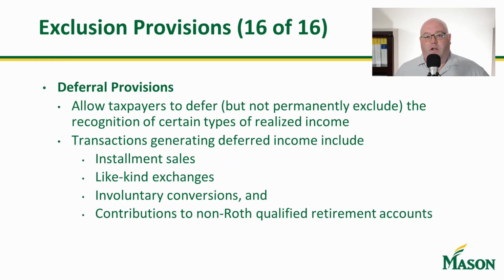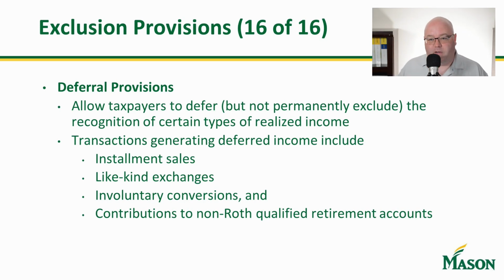All right. So another deferral provision allows taxpayers to defer but not permanently exclude the recognition of certain types of income, and there are going to be some examples. Installment sales. Obviously, you don't receive the cash up front, so as you receive the cash, you're going to get some gains on it. And then you have involuntary conversion. So, for example, I have my house, a hurricane blows it down, I have to rebuild the house. They're not going to tax me as a gain for the conversion and buying of the new house.